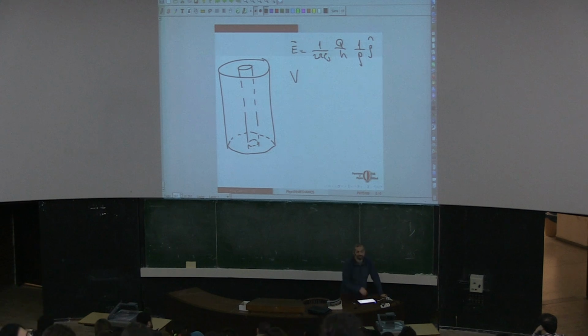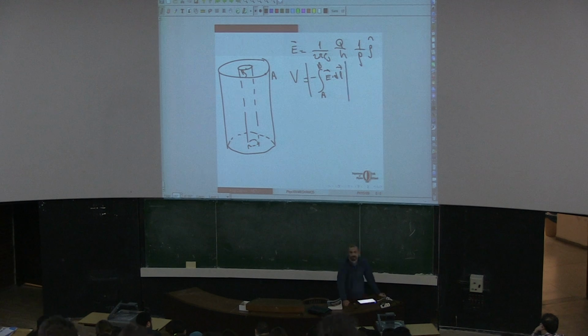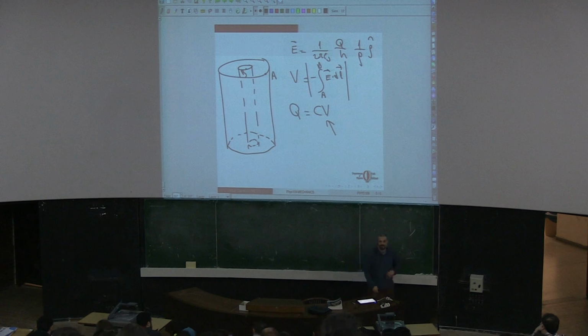Since we know the electric field, we can calculate the potential difference. It will be an integral from some point outside to some point inside of E dot dl. Well, the potential difference here is actually the magnitude of this. In defining the capacitance, this is the magnitude. It cannot be negative. At least for the moment, we will always take it to be positive.